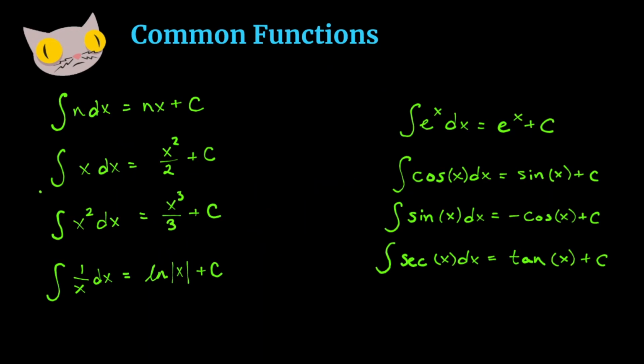Let's look at some common functions and their integrals. The integral of a constant is just going to be that constant times x. Remember, we saw the integral of 1 was just x. That's 1 times x plus c. And if we remember the power rule from a previous video, we should know that the derivative of nx would be n times x to the 1 minus 1 power, which is n times x to the 0 power, which is n times 1, and that leaves us just with that constant n.